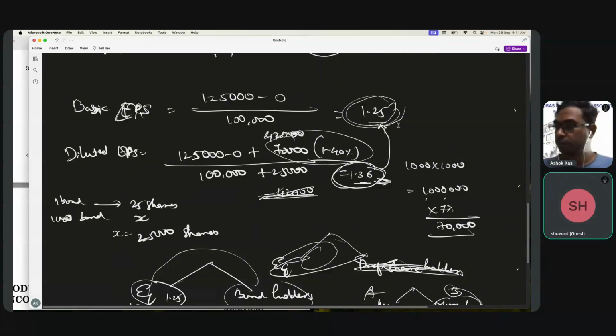You can pull out any annual report today. Just type DMART annual report or TCS annual report, and then search for diluted EPS. You will find basic EPS and diluted EPS there. You will get more conviction. They will not mention all the formulas, but you will know how it is mentioned.